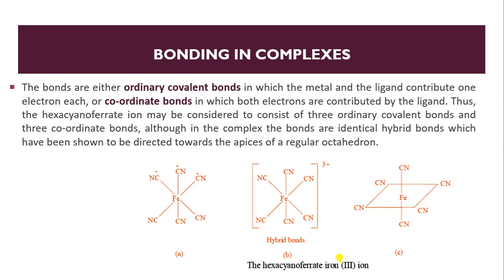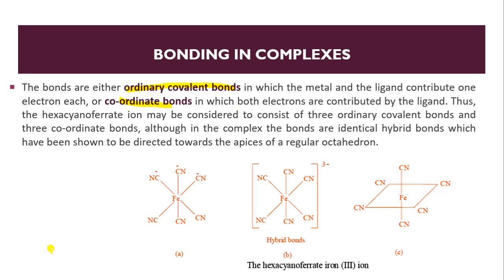Now we will see the bonding in complexes. The bonds formed are of two types: either ordinary covalent bonds or coordinate bonds. Now what is a covalent bond? It is a bond in which the metal and the ligand contribute one electron each, whereas in coordinate bonds both electrons are contributed by the ligand.